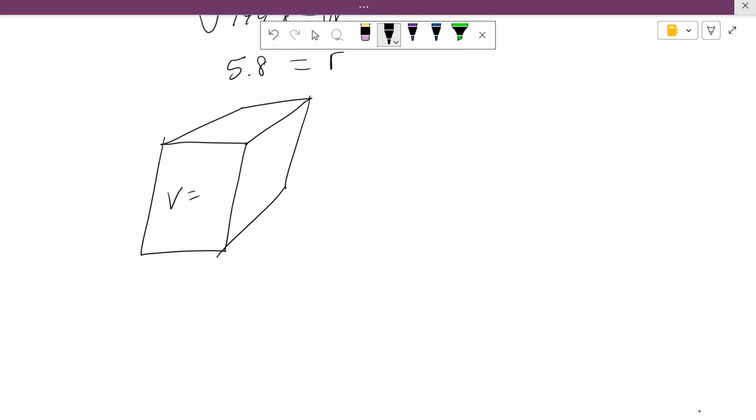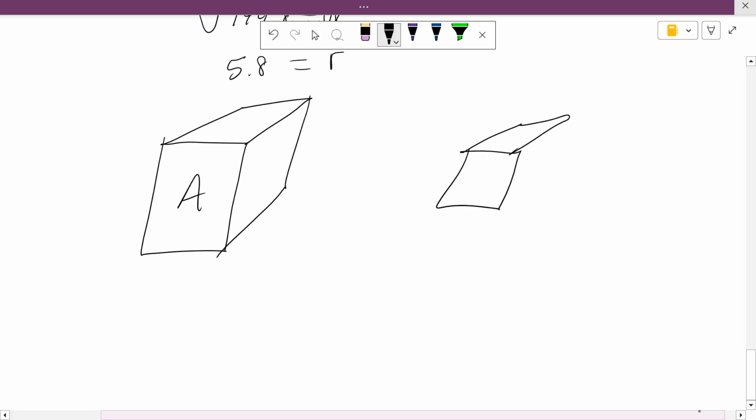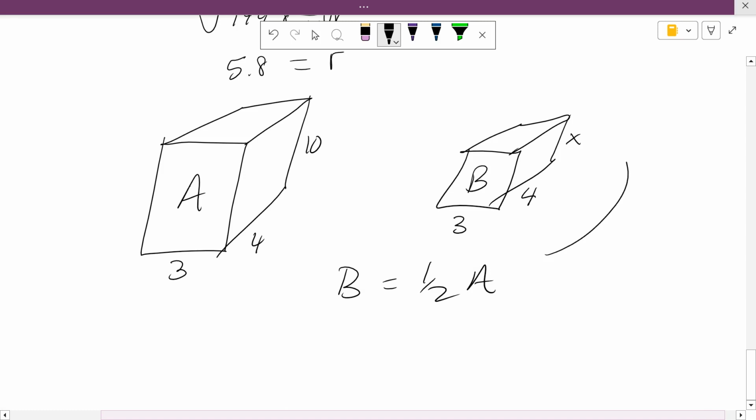The volume of this box. Well, let's call this box A. This box B. And if this is 3 by 4 by 10, and this is 3 by 4 by X, if B equals 1/2 of A, what is X?